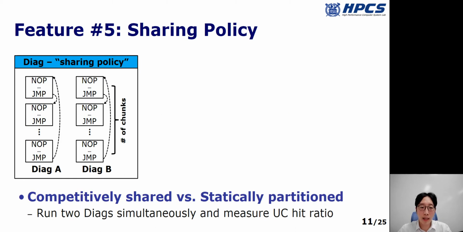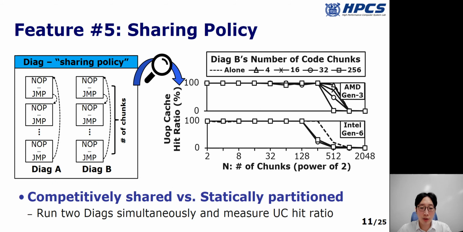Lastly, I will explain how to identify the sharing policy. In typical caches, there are two types of sharing policy. One is competitively shared policy, and another is statically partitioned policy. As shown in the left figure, we used a similar code snippet to the one used in the previous step. The only difference is that we used two of the same diagnosis code snippets and measured the microcache hit ratio for each case. We simultaneously execute two code snippets by changing the number of chunks for each case.